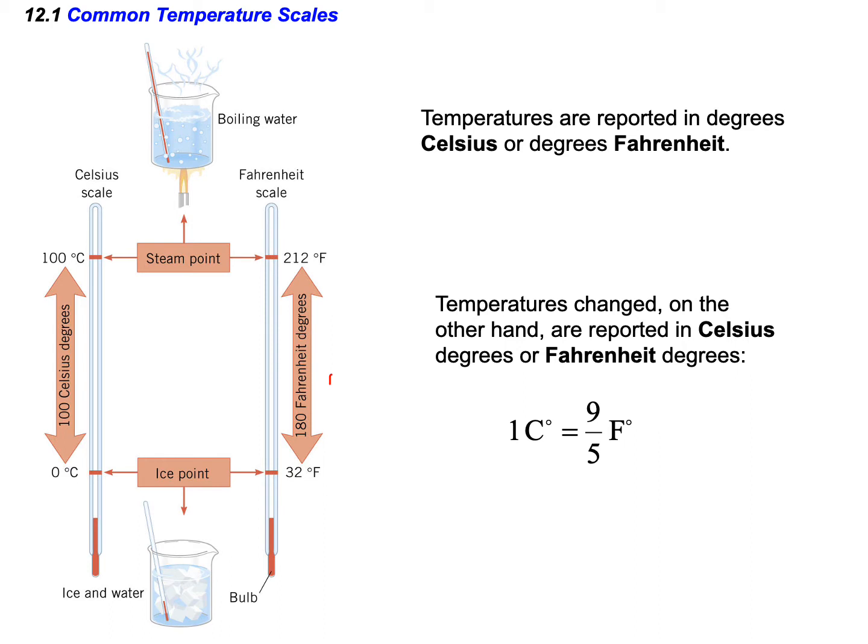is 180 units. So 100 Celsius units is equal to 180 Fahrenheit units, which is a ratio of 1.8. So 1 Celsius is 9/5 Fahrenheit. So 9/5 is 1.8, which is 180 divided by 100. So 1 Celsius is equal to 9/5 of the Fahrenheit scale. So we can use this conversion to convert Celsius degrees to Fahrenheit degrees or Fahrenheit to Celsius.